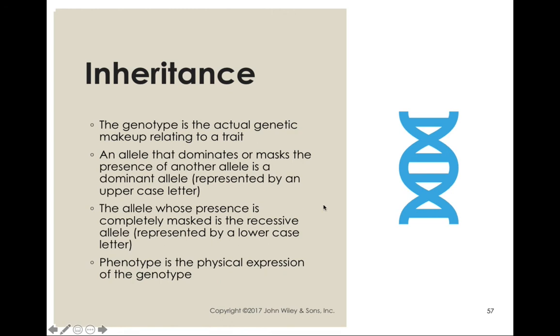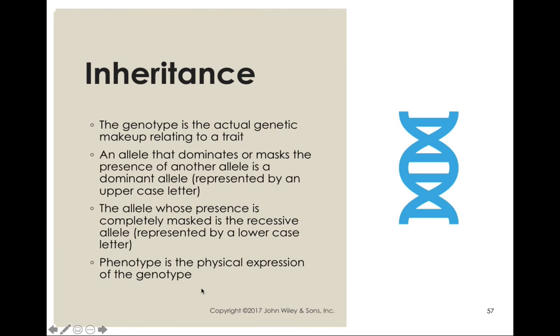So, if mom has passed on a dominant allele and dad has passed on a recessive allele, we would put one uppercase letter next to a lowercase letter to depict what genotype we have. Genotype is the actual genetic makeup that pertains to a particular trait that we're talking about.